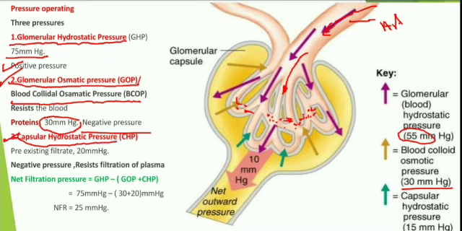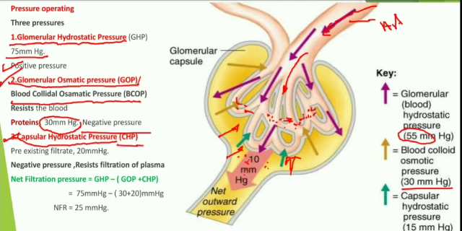Third one is capsular hydrostatic pressure. What it means is that this is the Bowman capsule, and this Bowman capsule has pre-existing filtrate, and this pre-existing filtrate also resists certain pressure, and that is known as capsular hydrostatic pressure.